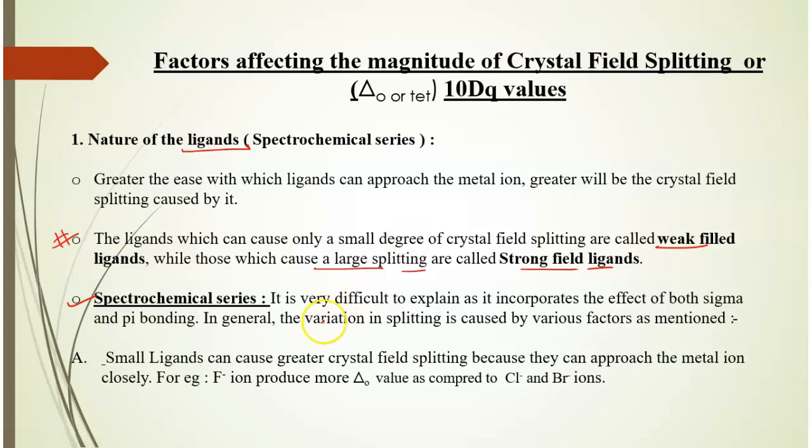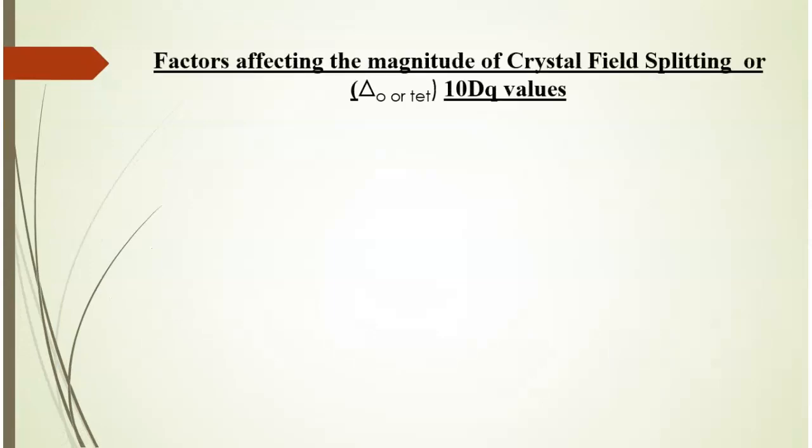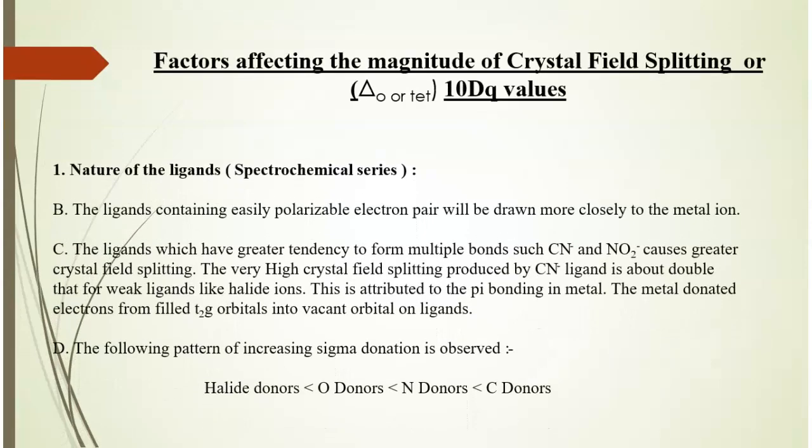So the ligands which can cause greater crystal field splitting: स्मॉल लिगेंड्स, ऐसे लिगेंड्स जिनका साइज स्मॉलर है, they can cause greater crystal field splitting because they can approach the metal ion very closely, right? And we have taken the example of fluorine. Fluorine is going to have more CFSE value as compared to your chloride and bromide ion. That is one example. So keep this thing in mind: smaller the size of your ligand, more would be the CFSE.